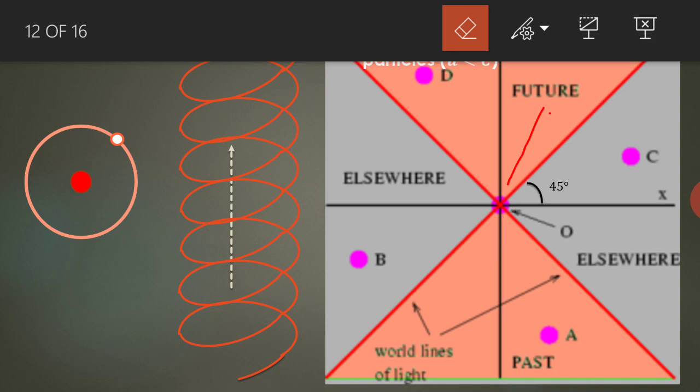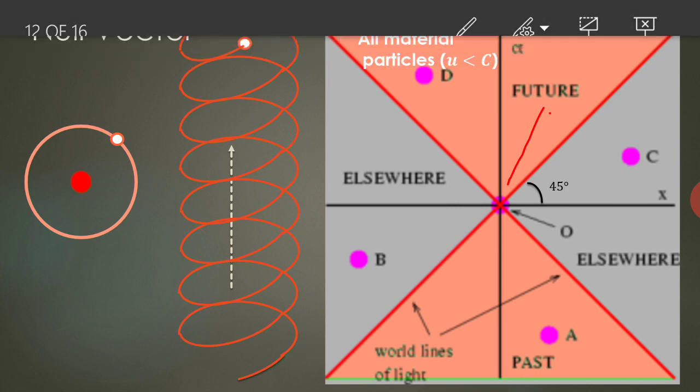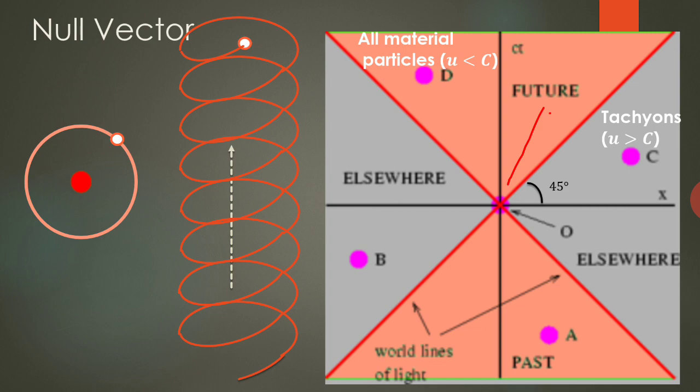Right. So now coming to the case of material particles, how do we study this world line? This can be studied by a Lorentz transformation. The simplest way is to choose an axis suitably.